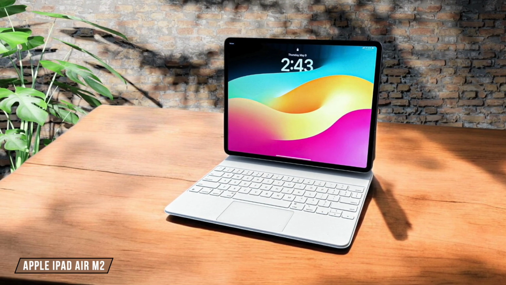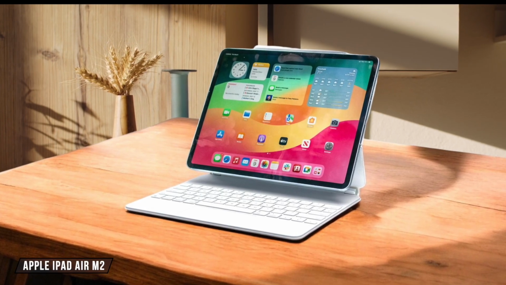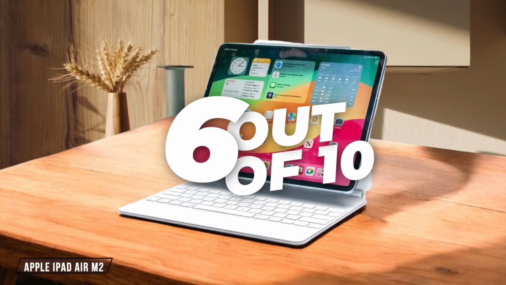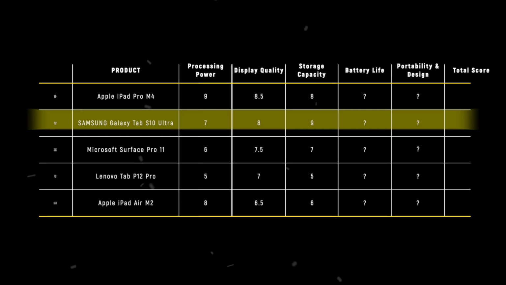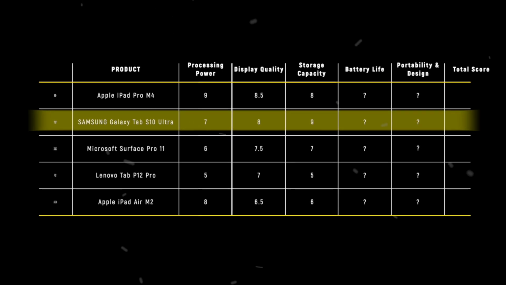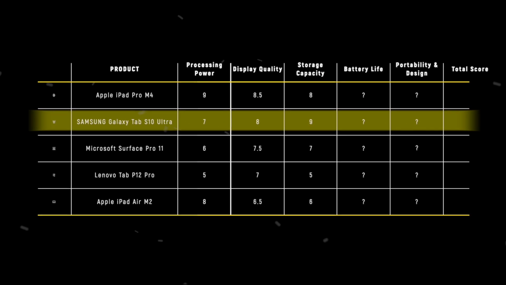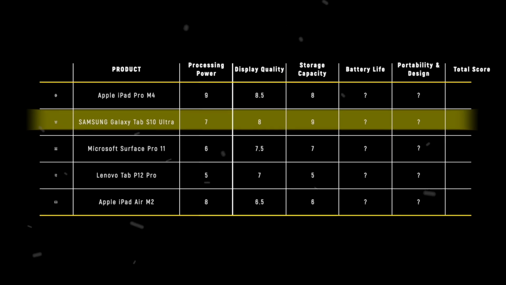However, the lack of expandable storage and the premium pricing for higher capacities left me wanting more. 6 out of 10. The Galaxy Tab S10 Ultra takes the crown in storage with 9 points thanks to its combination of high internal storage options and the flexibility of microSD expansion, giving users the best of both worlds.